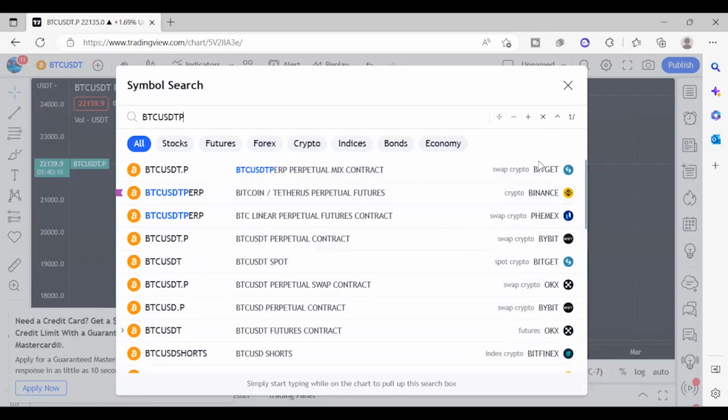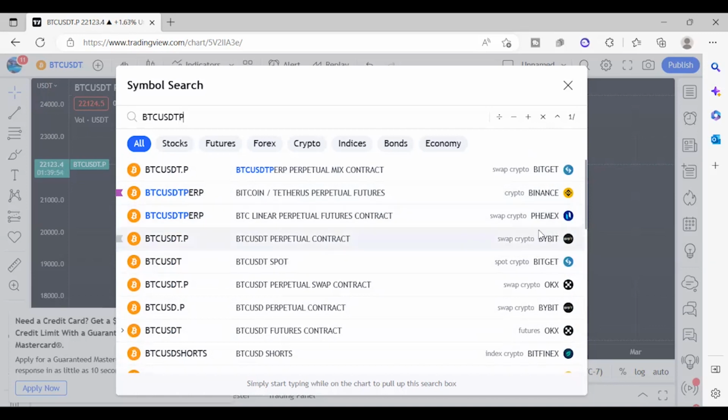So based on what exchange you're trading on, that is the chart you want to look at. Let's say if you're trading on Binance, then you want to make sure you select the Binance chart. If you're trading on Phoenix, then make sure you select the Phoenix chart. Bybit is the exchange that I mostly trade on.